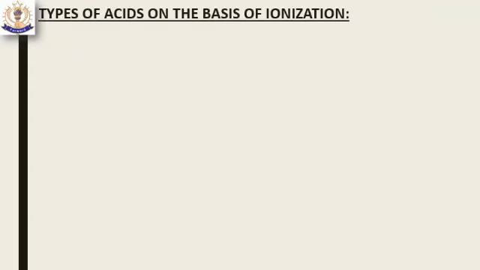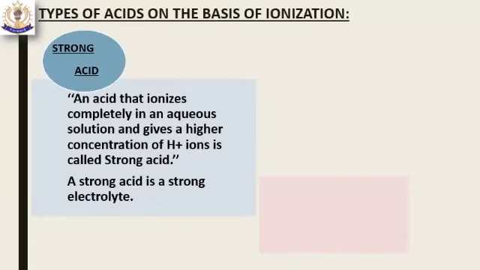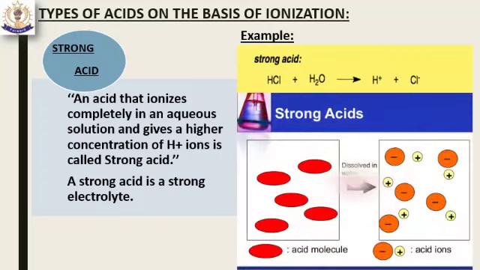Now the types of acids on the basis of ionization. The first type is strong acid. Its definition is an acid that ionizes completely in an aqueous solution and gives a higher concentration or amount of hydrogen ions is called a strong acid. You can see the example. HCl dissolving in water produces H plus and chloride ions. As it is a strong acid, it is completely ionized in the aqueous solution.